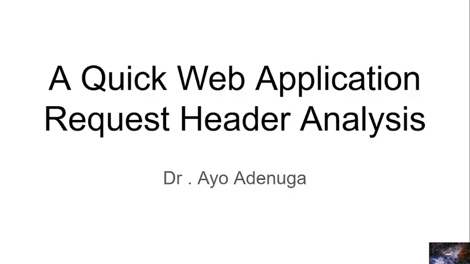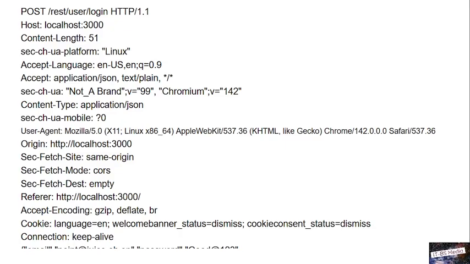I will first show you the header. Here is a sample header, and if you look at this from line 1, you see POST /rest/user/login HTTP/1.1. Let's start analyzing from this point onward.